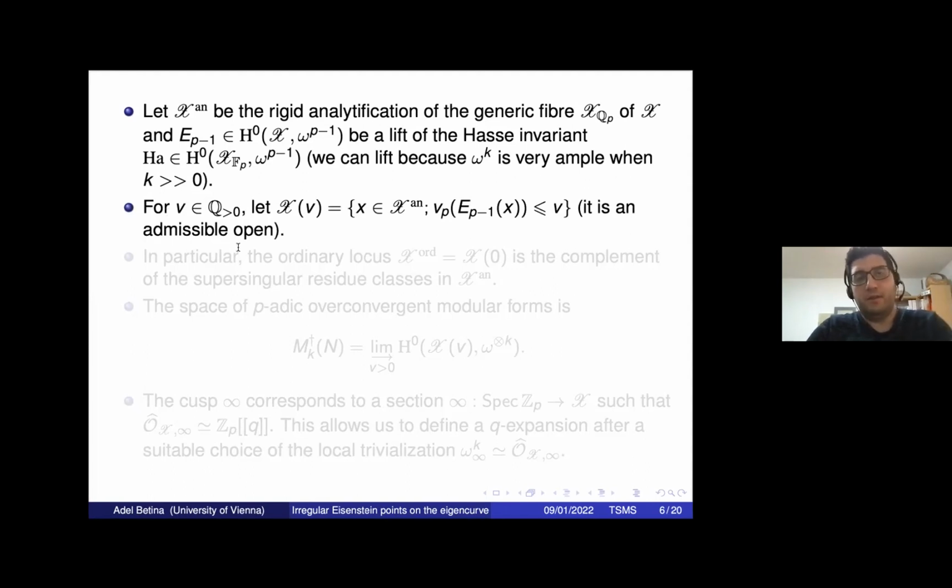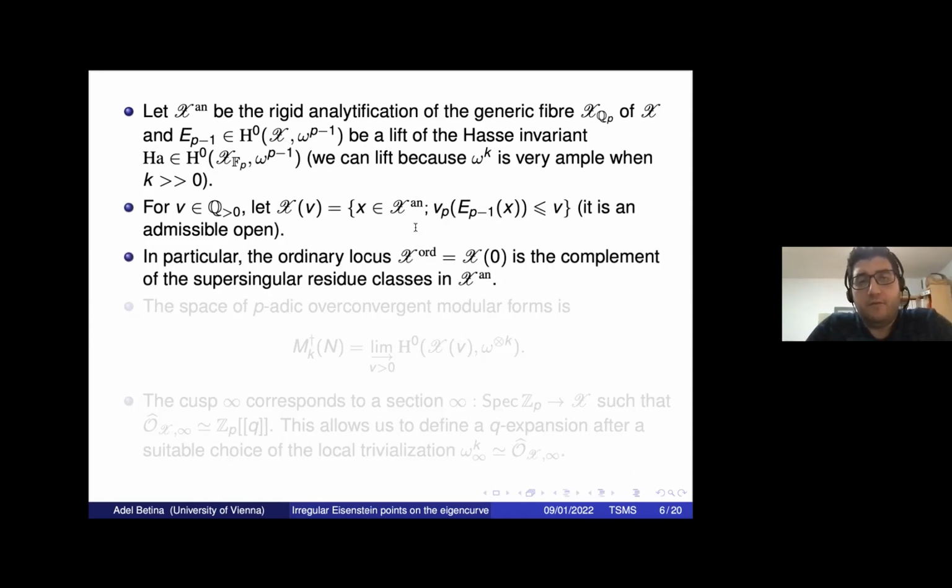So now we will define some admissible opens, X_v, as follows. I take all the x in the rigid analytic space satisfying this inequality, and this is really an admissible open. It's not a Zariski open. It's given by an inequality, not an algebraic equation. And in particular, if you take v equals 0, you get the ordinary locus, which is the complement of the supersingular residue disks. Somehow you remove all the points corresponding to elliptic curves which are supersingular mod p.